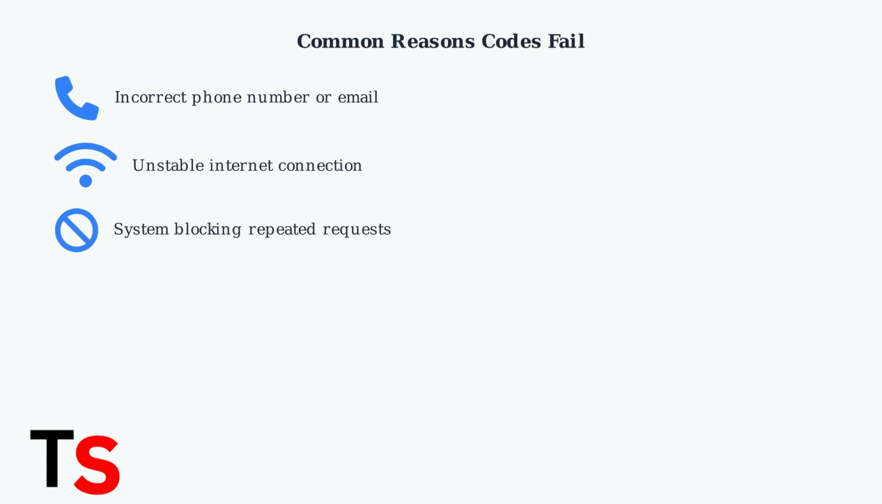First, incorrect phone numbers or email addresses are the most common culprit. Second, an unstable internet connection can prevent codes from reaching you. Third, Hinge's system may temporarily block your account if you've requested too many codes in a short time.